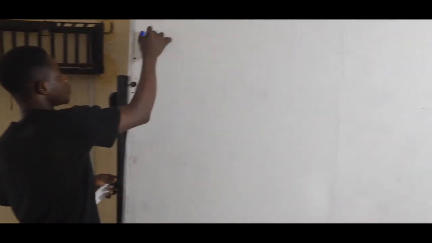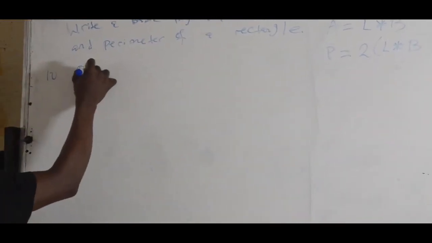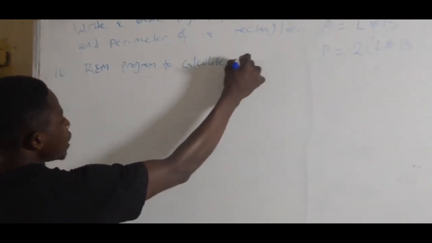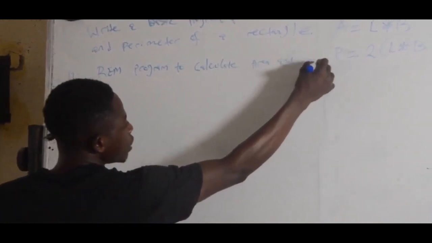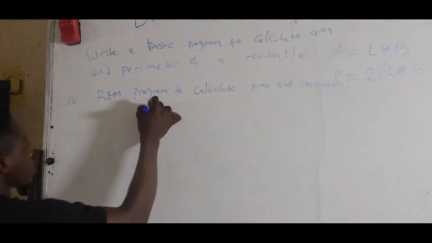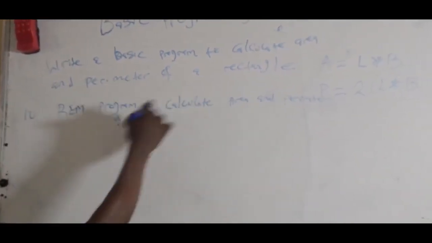So you can start with your CLS line. At the same time, you start with your 10. It's very important to number your lines. So you can REM, remark it. Remark what? Program to calculate area and perimeter of a rectangle.